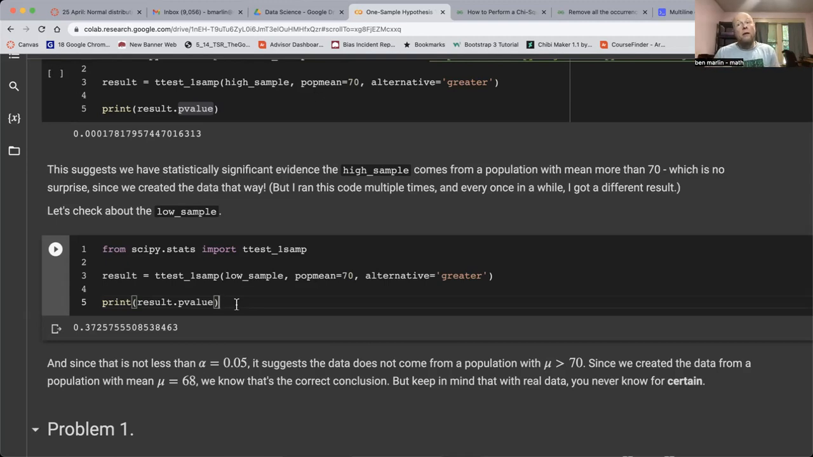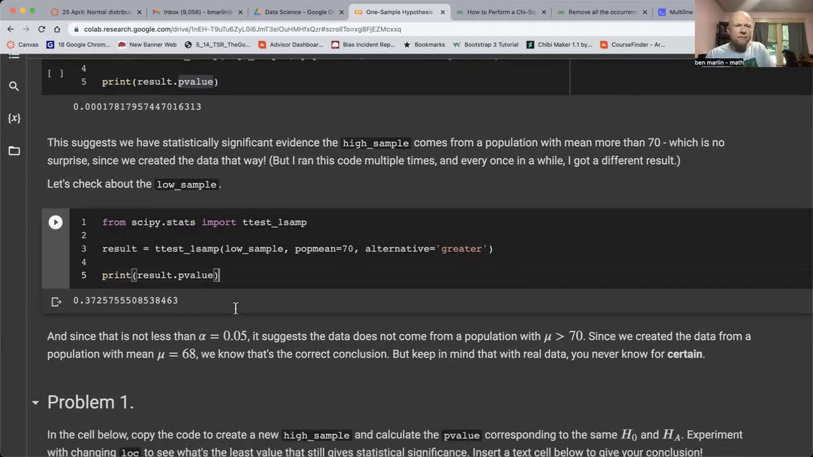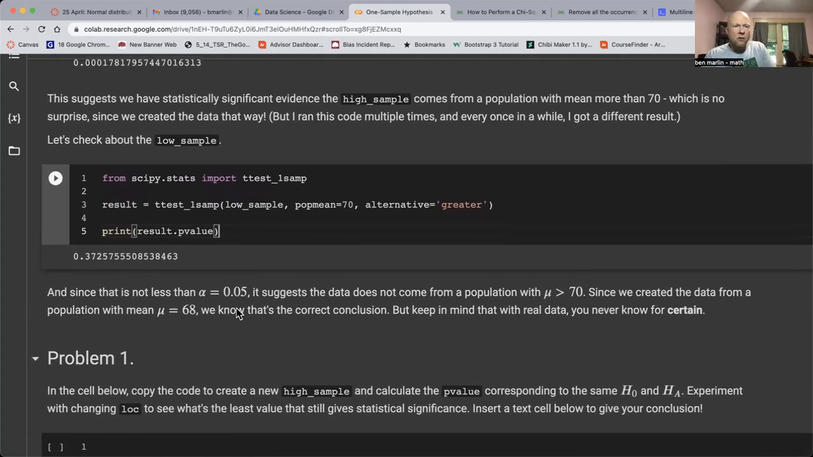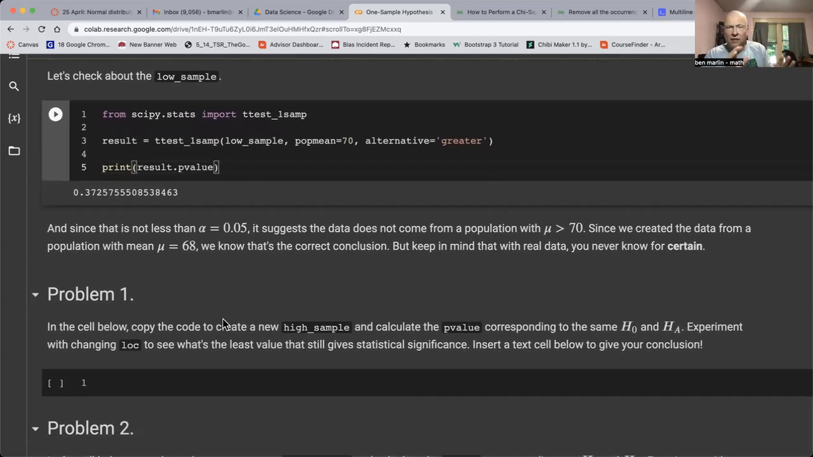But so anyway, p-value, you're always looking: is it more or less than 5%? That's just kind of the rule of thumb. Although medical applications tend to use 1%, or I've seen a couple of medical applications that have even smaller significance levels than that. Okay. So in any case, that was the indication that we didn't have strong evidence that the low sample was higher than 70%.